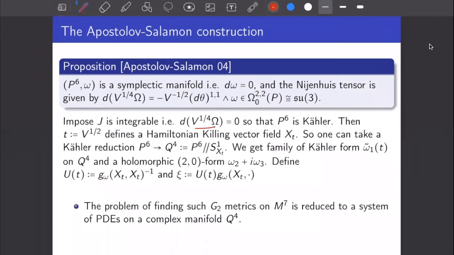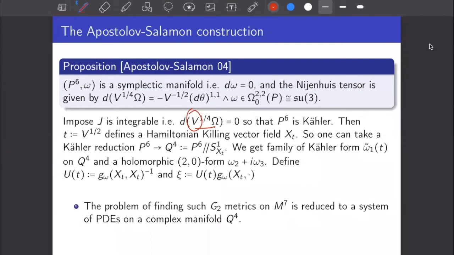Now, in general, it's not going to be a Calabi-Yau 3-fold. In fact, this 6-manifold is a Calabi-Yau 3-fold only if this function V here is constant. So V being constant is equivalent to saying that the S1 orbits have constant size. And in this case, our G2 manifold would split as a Riemannian product of S1 cross the Calabi-Yau 3-fold.